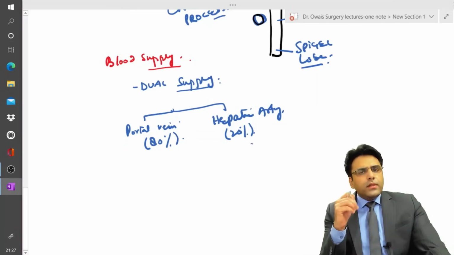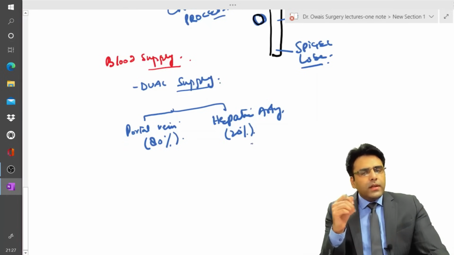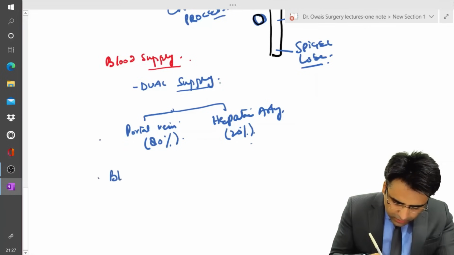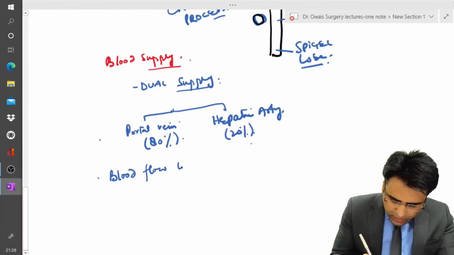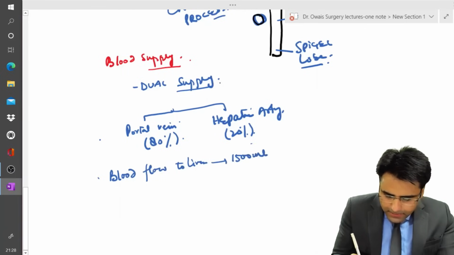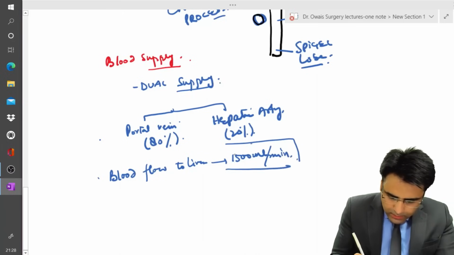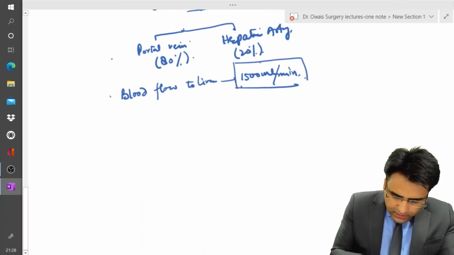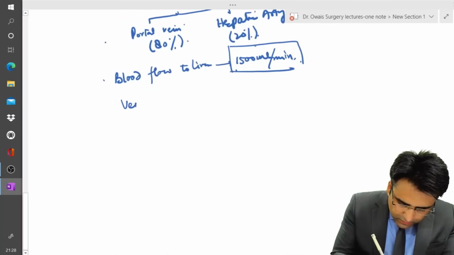And if you see the blood flow in the liver, it is 1500 ml per minute. So what is the blood flow in the liver? This is an important MCQ from exam point of view. The blood flow to the liver is 1500 ml per minute. Clear?